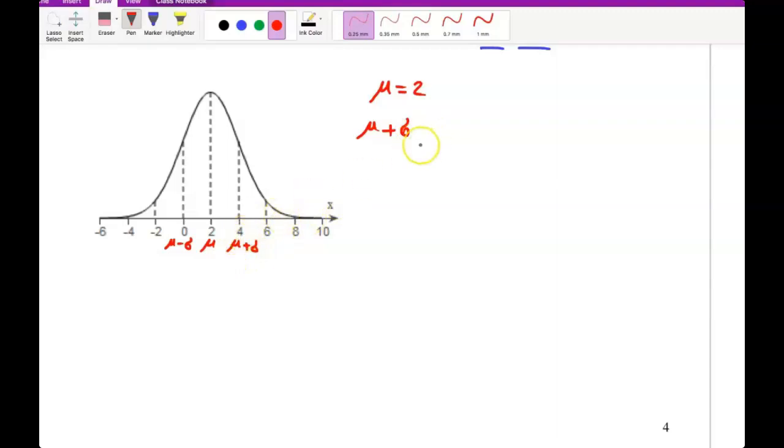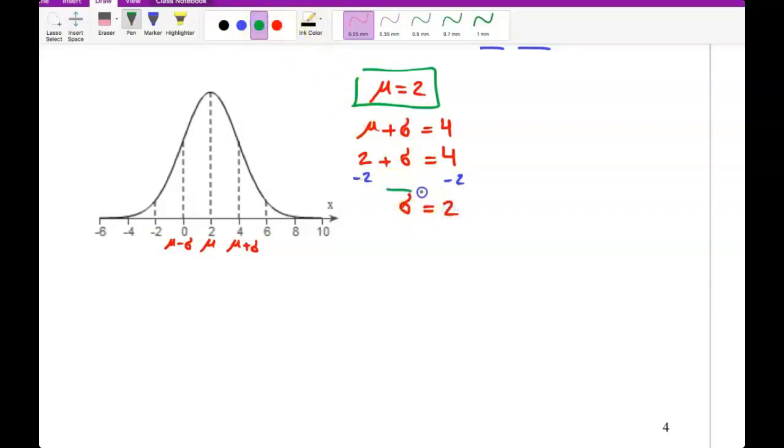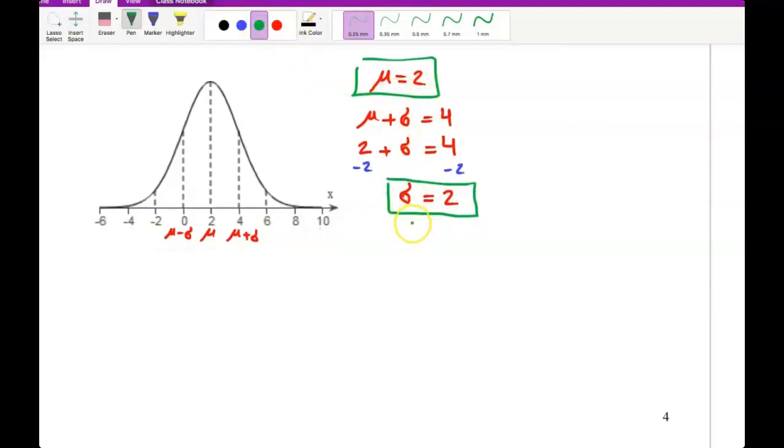So mean plus the standard deviation is equal to 4. And I want to use the mean equal to 2 here. So we have 2 plus standard deviation equal to 4. Now finding the standard deviation, subtract 2. So the standard deviation is equal to 2. The answer for this part: the mean is 2, and the standard deviation is also 2.